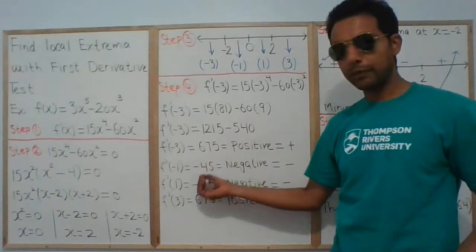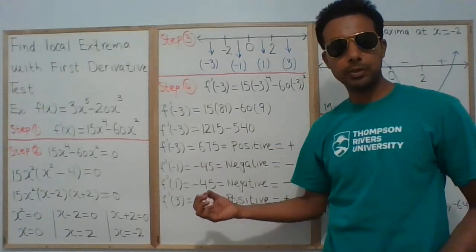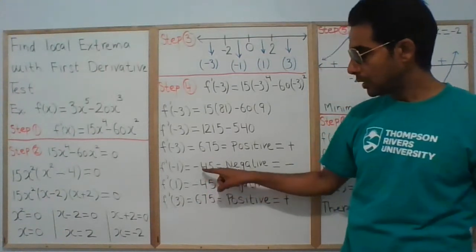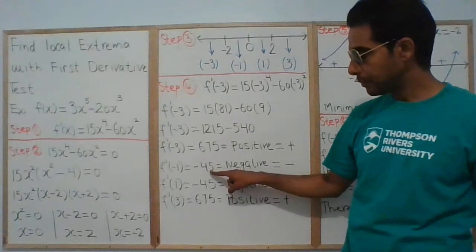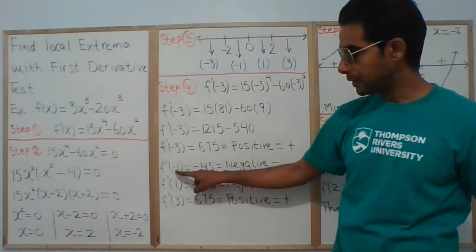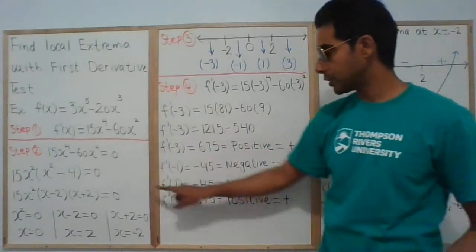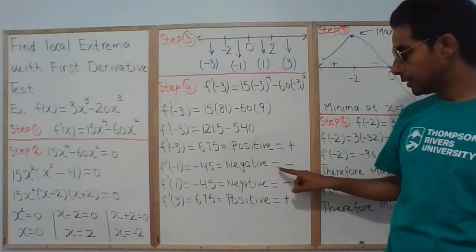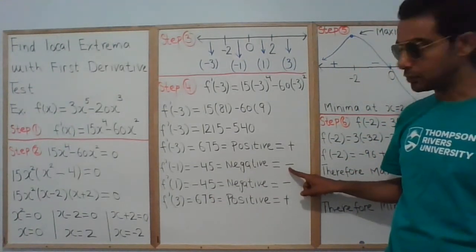Because I do not have enough space here and I want to keep this video short, I'm not explaining the steps. I'm just writing what you will get when you replace x by negative 1 in this expression. You will get negative 45, which is a negative number. I wrote the negative sign too.